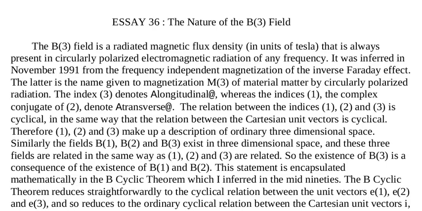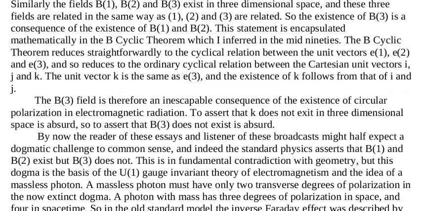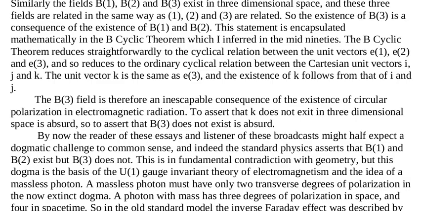Similarly, the fields B1, B2, and B3 exist in three-dimensional space, and these three fields are related in the same way as 1, 2, and 3 are related. So the existence of B3 is a consequence of the existence of B1 and B2. This statement is encapsulated mathematically in the B-cyclic theorem, which I inferred in the mid-90s. The B-cyclic theorem reduces straightforwardly to the cyclical relation between the unit vectors e1, e2, and e3, and so reduces to the ordinary cyclical relation between the Cartesian unit vectors i, j, and k.